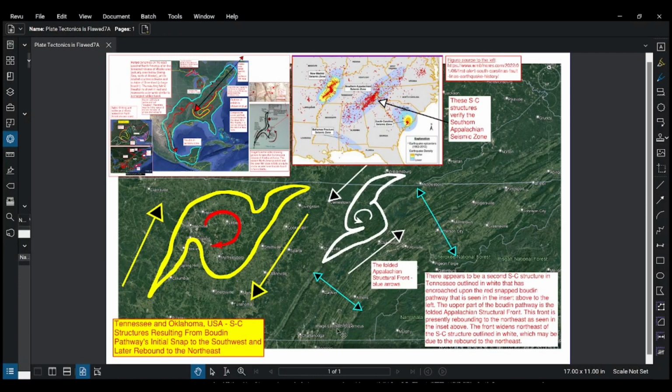Okay, we're just looking at a close-up now. This is those SC structures in eastern Tennessee, and we're looking at another published geologic data figure here. There's eastern Tennessee, sure enough. Lots of dots for earthquake density. It's a hot spot. So that's right where these are.